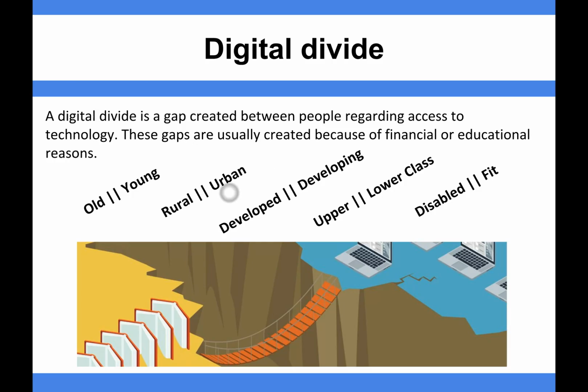Whereas if you live in an urban area, you've got access to high speed internet, all that sort of stuff. That again is giving you all the benefits of computers that people living in rural locations may not have. Even if they're educated, there's a divide there. So it's not always to do with education. It's usually financial or educational reasons, but that is just a locality reason.